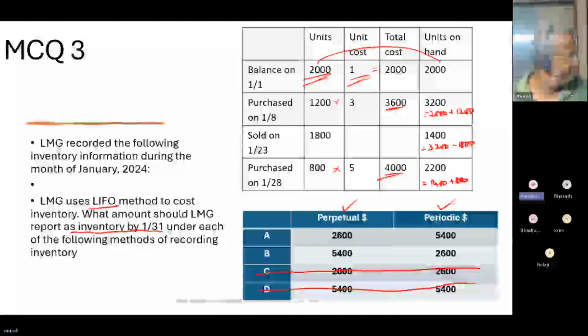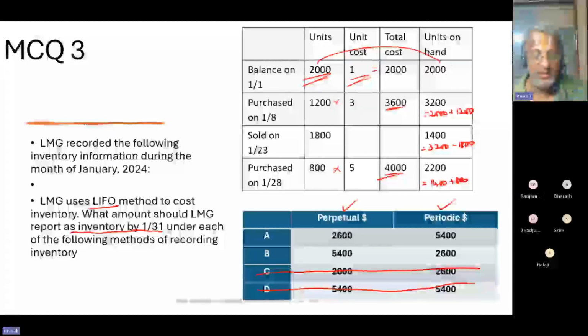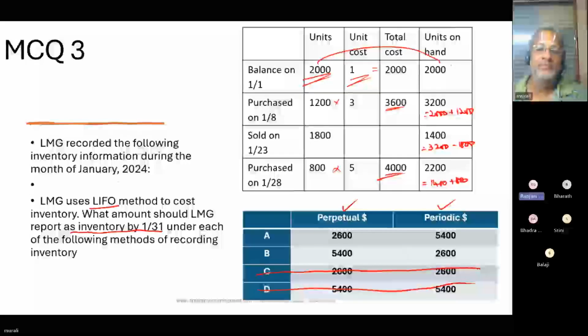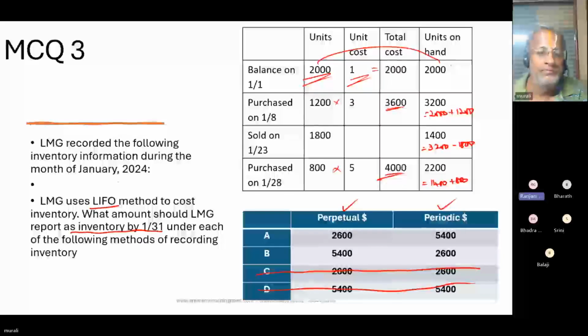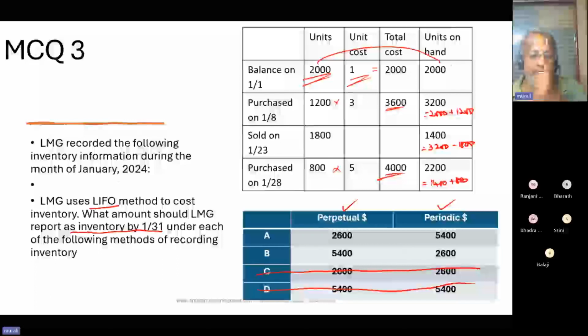Will you do that? Sir, actually Ranjani has got the answer. Ranjani, did you get the answer? For periodic, yes sir, it is 5,400. Since option A periodic is 5,400, the answer is A. Sir, I feel B, sir. B. Anyway, I will just check.